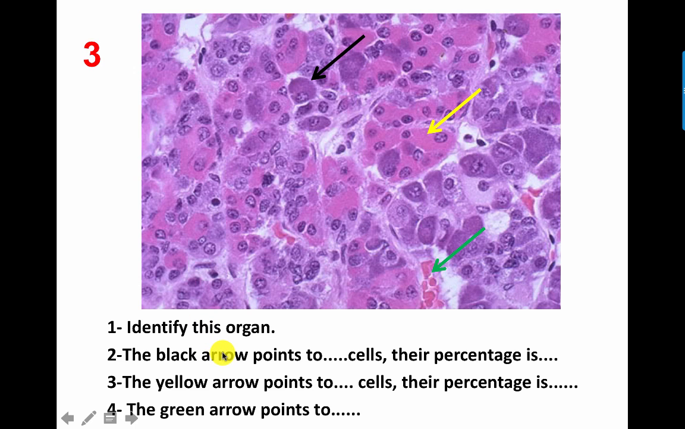Between two brackets, you can say the pars distalis, or you cannot say that at all because you are asked for the organ itself. The black arrow points to the basophils. Their percentage is 11%. The yellow arrow points to acidophils. Their percentage is 37%. The green arrow points to fenestrated blood capillary.